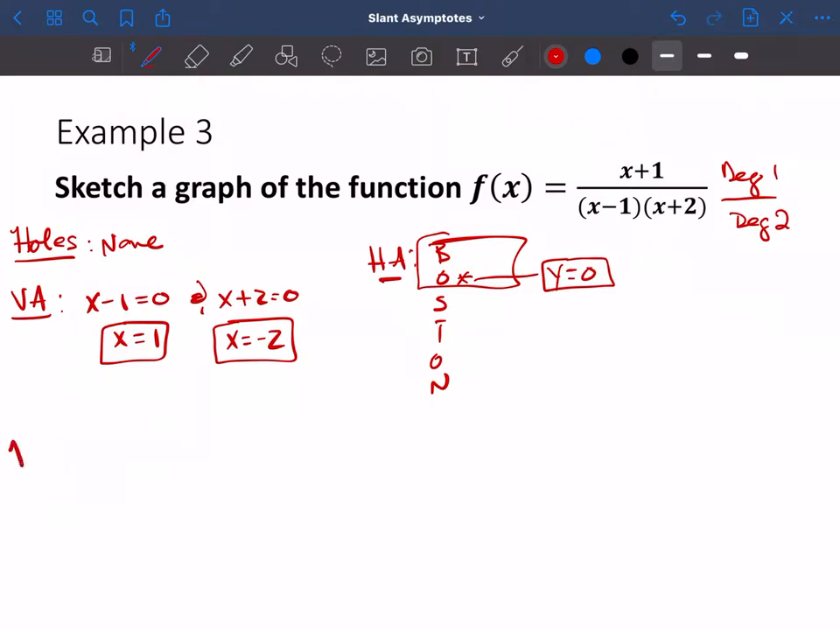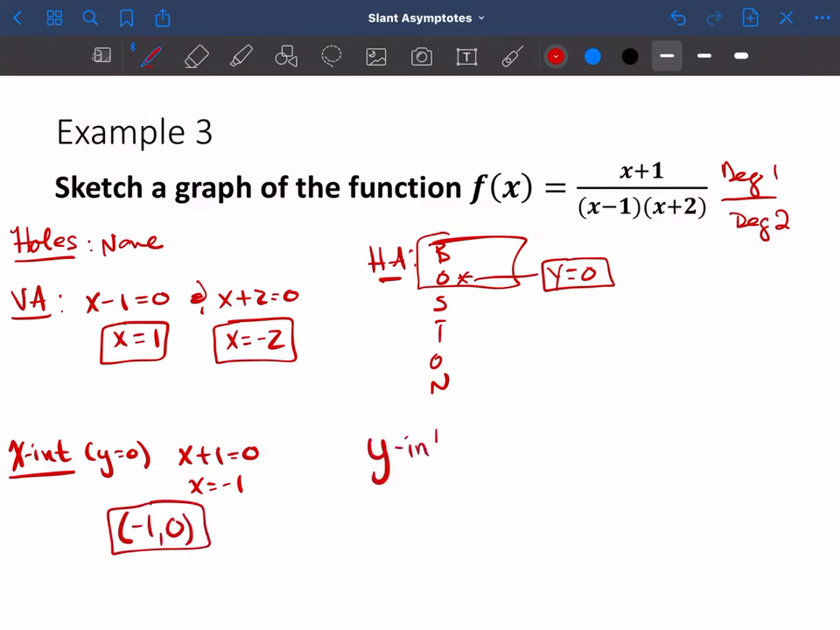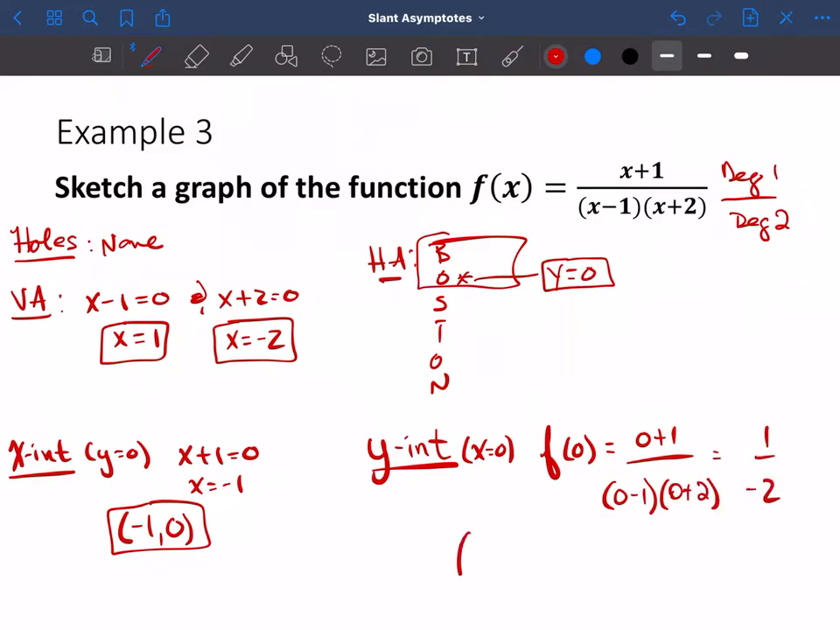All right, so let's go after our x-intercepts. X-intercept is where y is equal to 0, or in other words, where your numerator is equal to 0. So that's going to occur when x is equal to negative 1. So that produces the coordinate point negative 1, 0. And then our last one is our y-intercept. This is going to be where x is equal to 0. Put in 0 for x. We get 0 plus 1 over 0 minus 1, 0 plus 2. That's 1 over negative 2. So we end up with the point 0, negative 1/2.